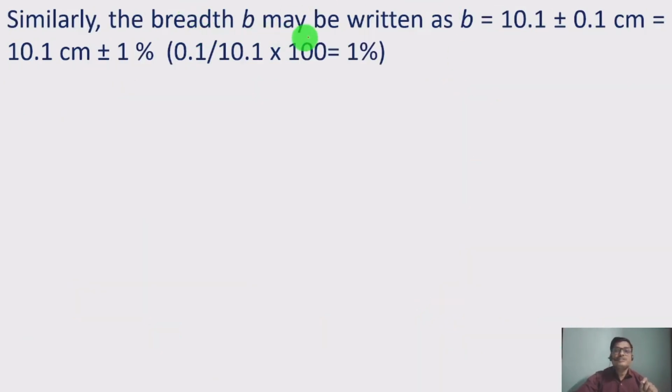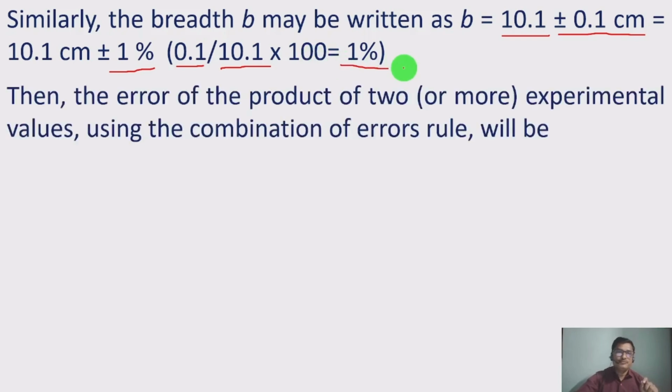Similarly, the breadth may be written as B equal to 10.1 plus or minus 0.1, the absolute error. Then that can be written as 10.1 plus or minus 1%. The percentage error is the absolute error divided by the actual value, which is the relative error, multiplied with 100.